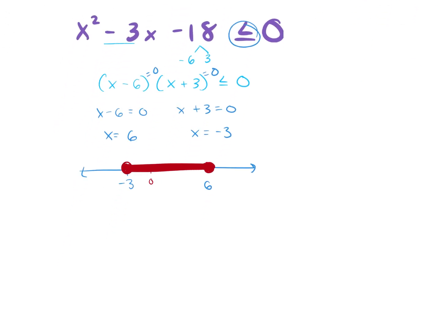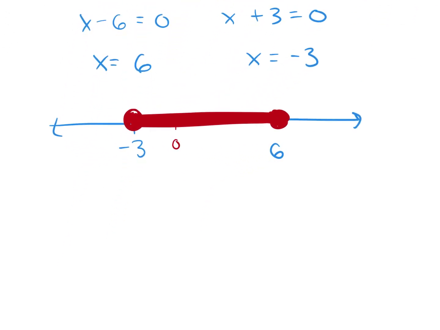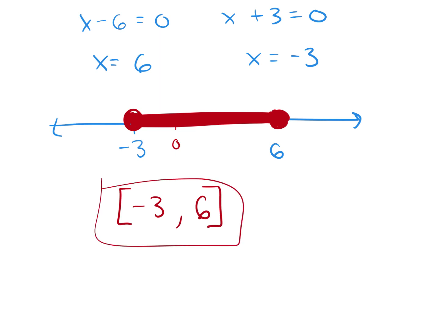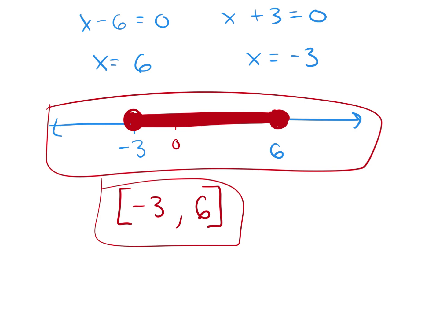Now let's write our interval. Where does our graph start? Negative 3. Do I put a bracket or parentheses? Bracket. Negative 3. Where does our graph end? 6. And 6 also gets a bracket because it's a closed circle. So here's our interval notation, and here is our graph.